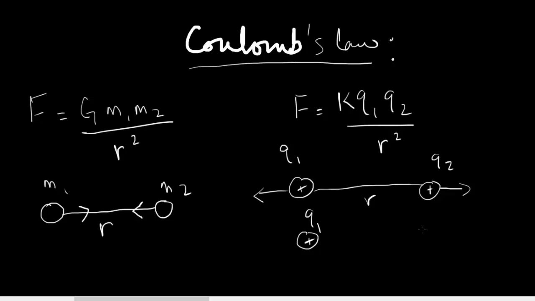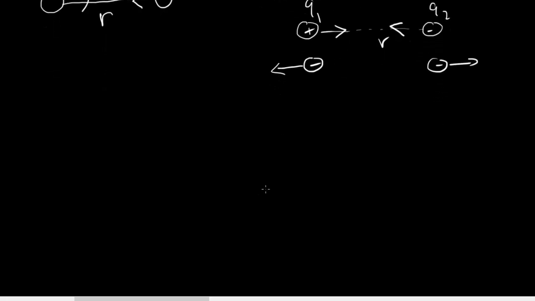Suppose you had a positive Q1 and a negative Q2 separated by some r. Then, same thing, you use Coulomb's force law to find the magnitude of the force between them, and the direction of the force is going to be attractive. If you have two negative charges, then they're going to repel each other. So electrical force can be either repulsive or attractive. Gravitational force is always attractive. One other difference is that electrical force is much stronger in magnitude compared to gravitational force, given practical considerations.